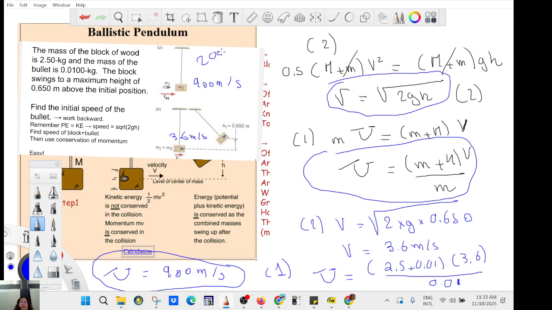So that's 2000 miles per hour. That's more than the speed of sound. That's why you hear that bang.